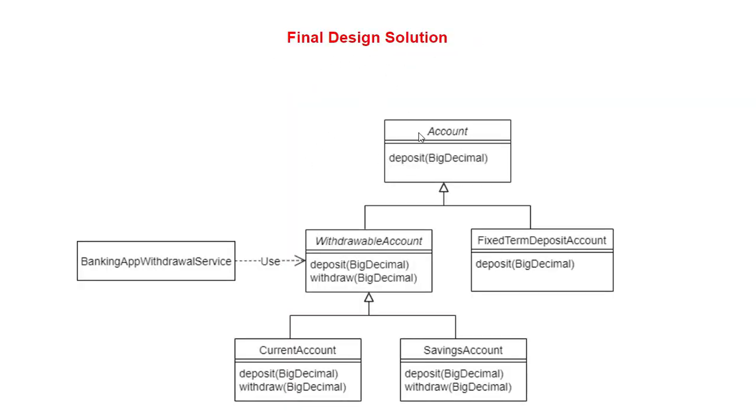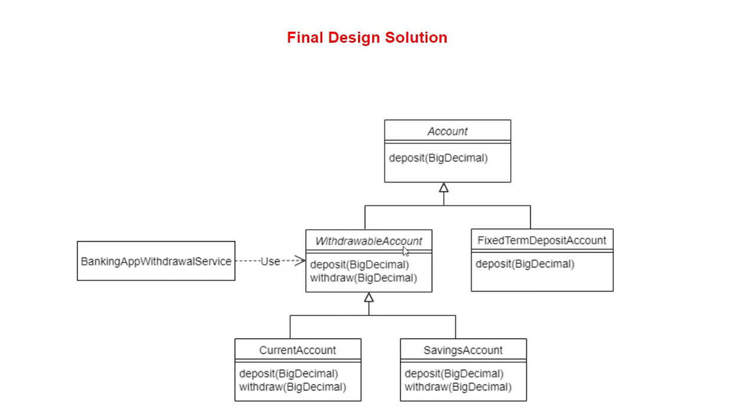If you see, we have one account. For the account we can put deposit, because we want deposit in the current account, savings account, and fixed term deposit account also. So the Account interface has a common deposit method, but we have to create one interface for the current account and savings account, and in this interface we can provide both deposit and withdraw. The fixed term deposit account will only implement the Account class, and it has only deposit.